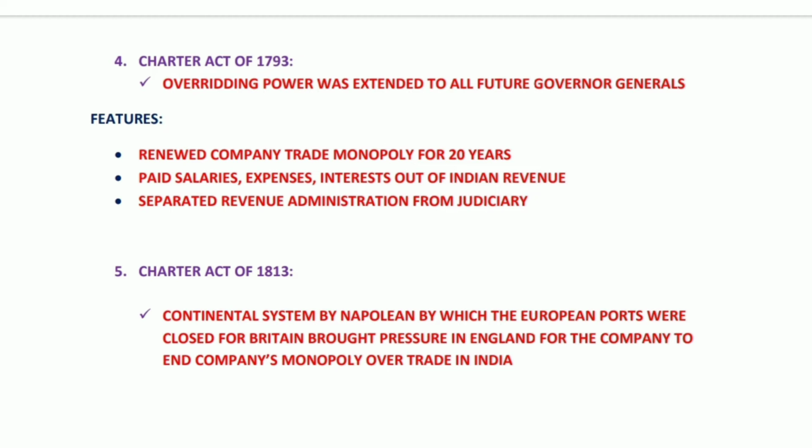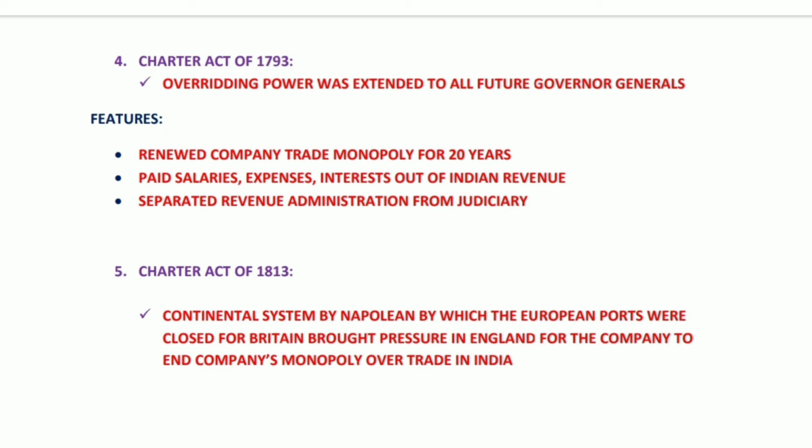their subordinates. And under this Charter Act of 1793, it renewed the company's trade monopoly for another 20 years, and under this act, the company started paying salaries, expenses, and interest from Indian revenue. And this act also separated revenue administration from judiciary functions.